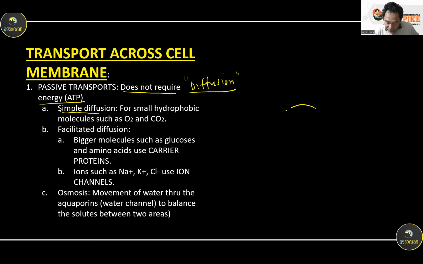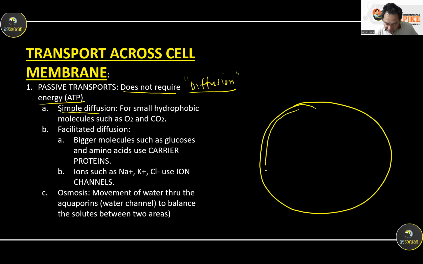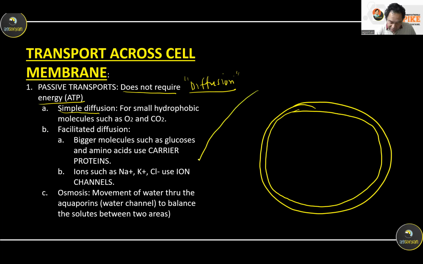If we, for example, draw the cell membrane like this, remember, it has two layers of phospholipid bilayer. And then let's say we have a blood vessel over here. The blood vessel carries a lot of nutrients, such as glucose and oxygen. So this oxygen will be dumped into the area between the cell and the blood vessel. So there will be a lot of oxygen over here.